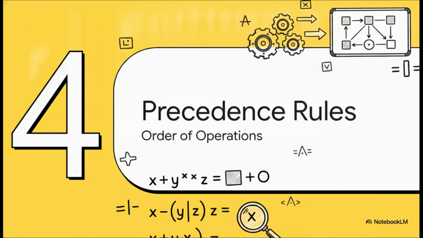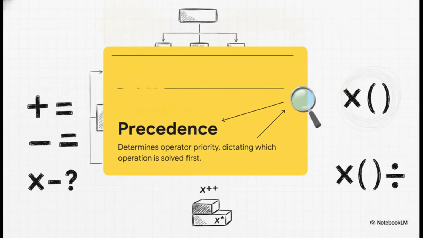Finally, we have Section 4, Precedence and Associativity Rules. So what happens when you combine a bunch of these tools into one single complex equation, like x plus y times z? How does the compiler actually know what to do first? Well, first up is precedence. You can think of precedence as the fundamental rule of priority. It dictates the very first move your compiler makes.